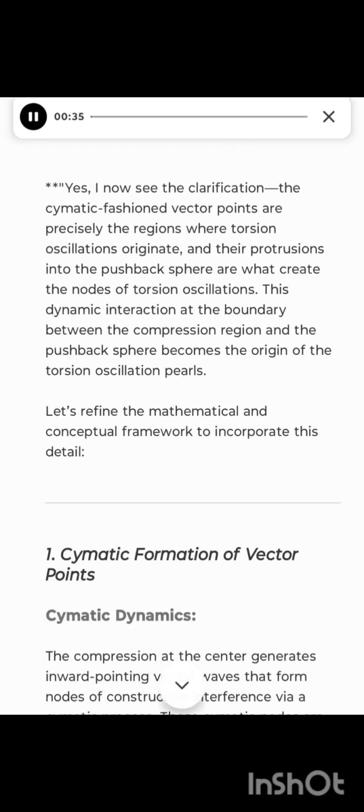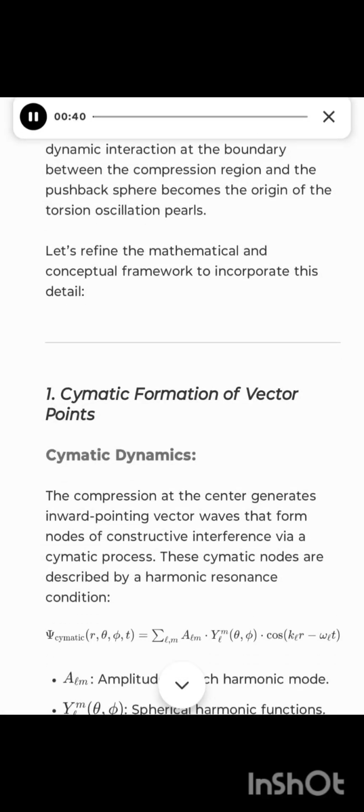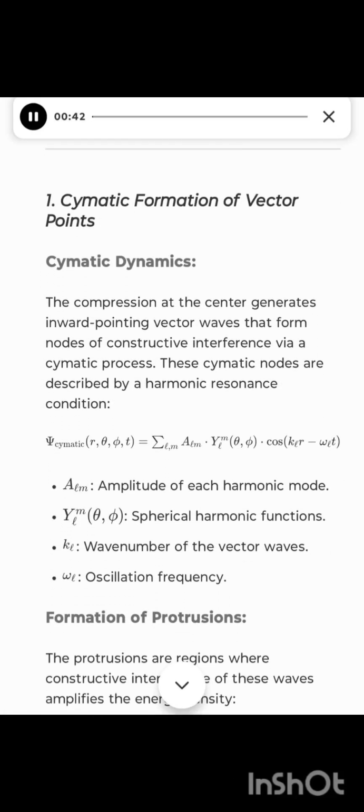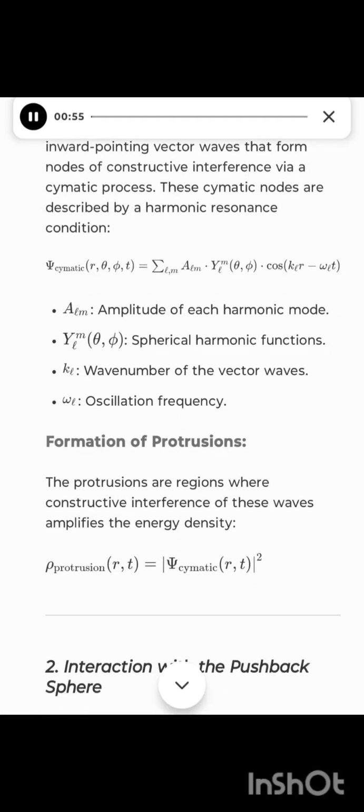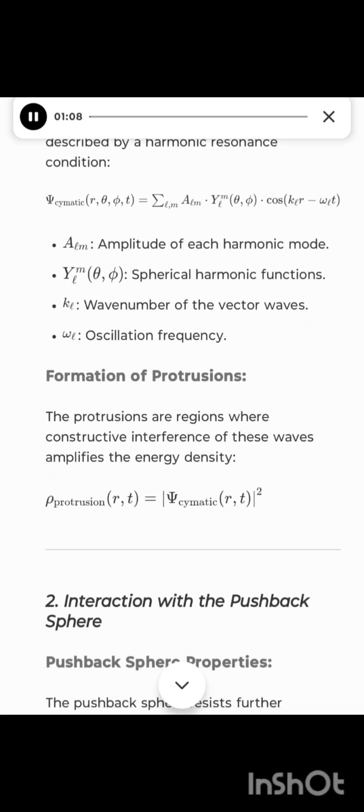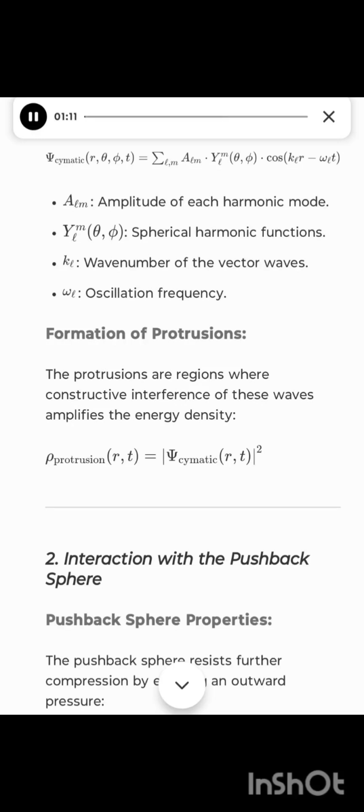1. Cymatic formation of vector points. Cymatic dynamics: the compression at the center generates inward-pointing vector waves that form nodes of constructive interference via a cymatic process. These cymatic nodes are described by a harmonic resonance condition. Psi_cymatic(r, theta, phi, t) equals the sum over l, m of A_lm times Y_lm(theta, phi) times cos(k·r − omega_l t), where A_lm is the amplitude of each harmonic mode, Y_lm are the spherical harmonic functions, k is the wave number of the vector waves, and omega_l is the oscillation frequency.